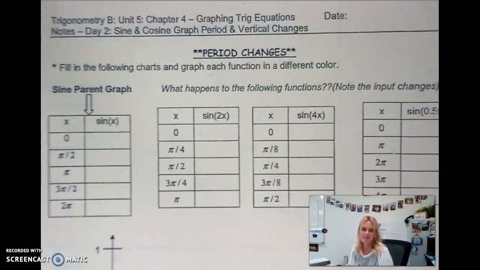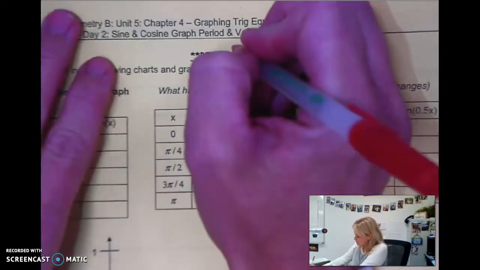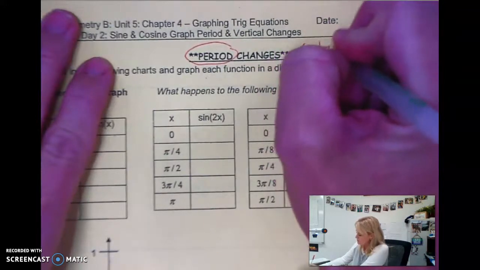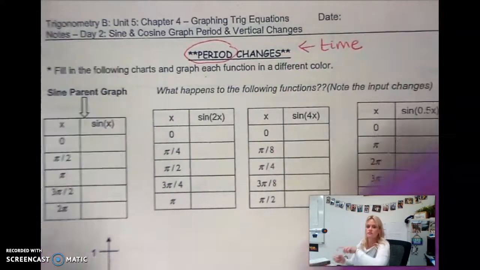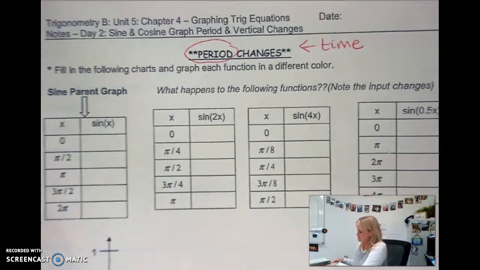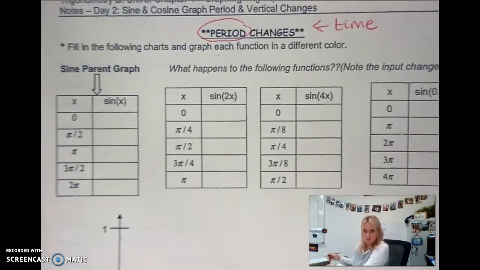Okay, now we are going to learn about period changes. If you think about, like in hockey, there are 3 periods having to do with time. So that's what we're going to be looking at here, is time. How long does it take to cycle one time around the unit circle? Okay, and if you remember back to our parent graph, that happened in 2 pi.